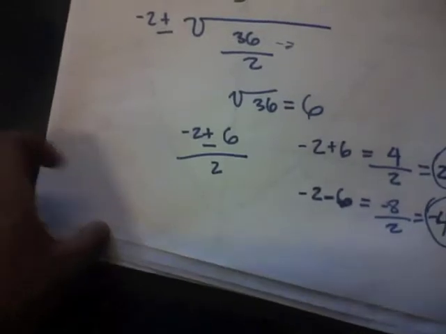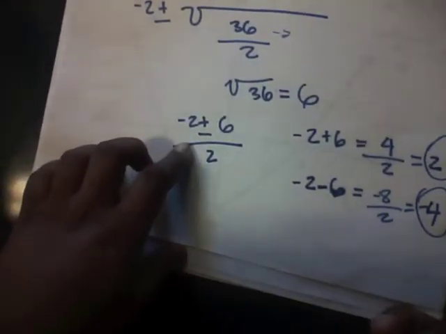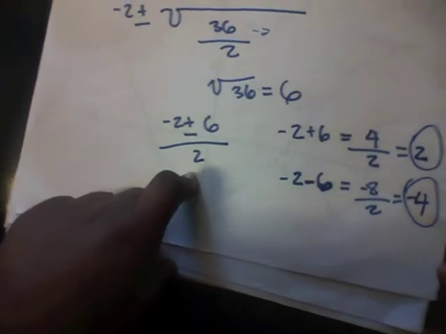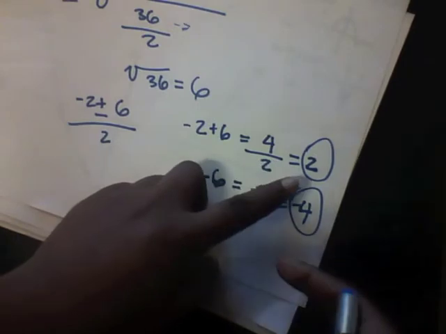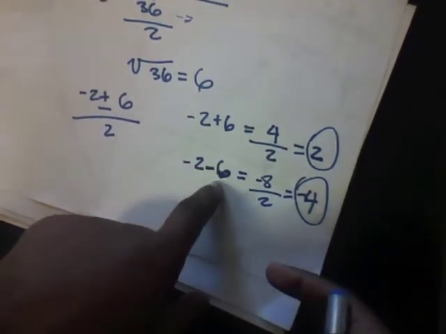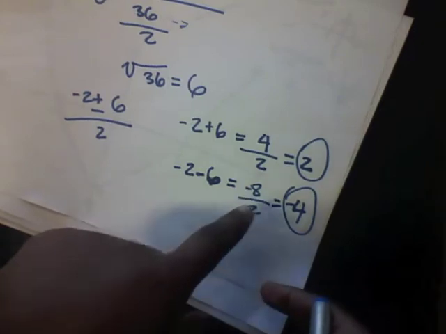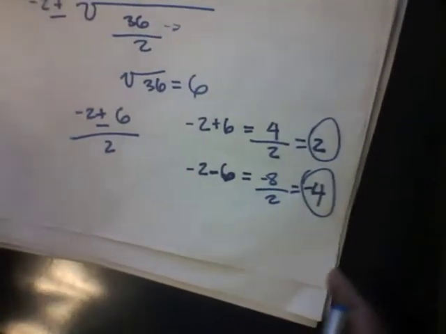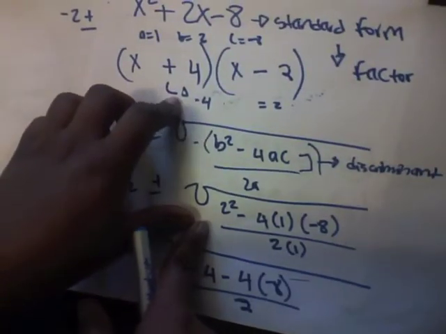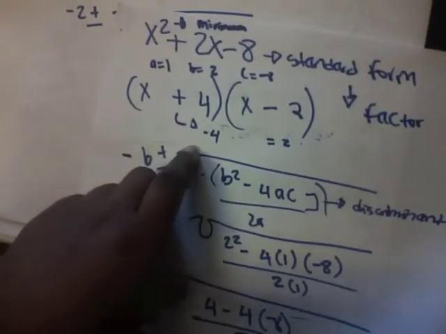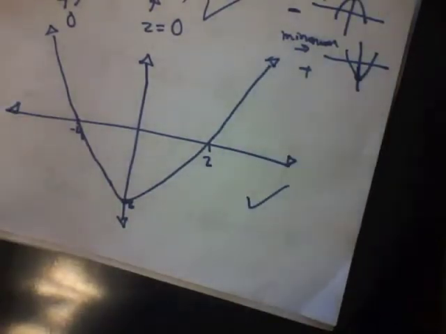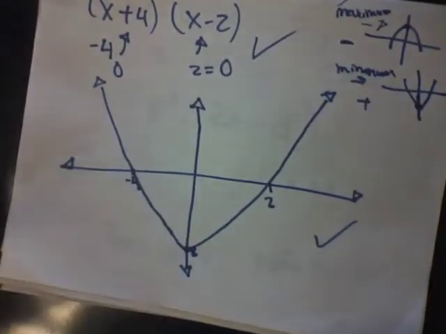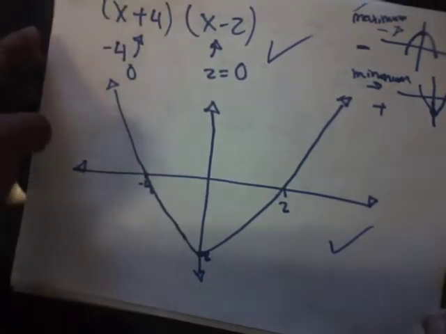So now what I do is negative 2 plus and minus 6, divided by 2. Negative 2 plus 6 is equal to 4, divided by 2, which equals 2, and negative 2 minus 6 is equal to negative 8, divided by 2, which equals negative 4. If you remember back in the beginning, I told you that the zeros will happen at negative 4 and 2, and this matches with this. So I know that I did my equation and factoring right.